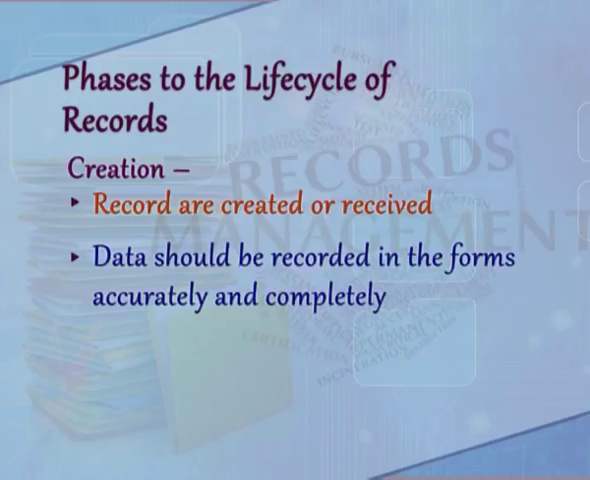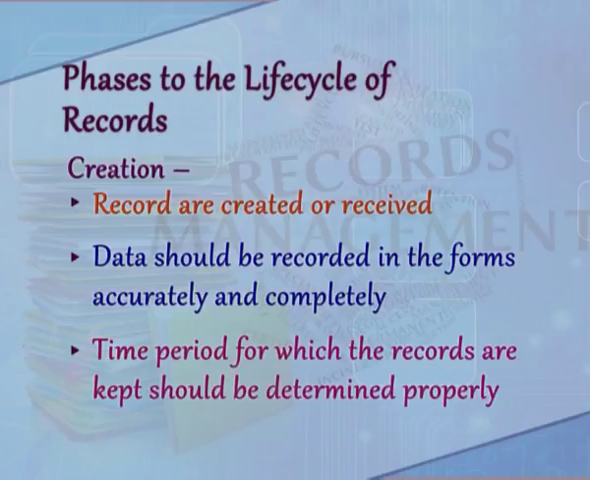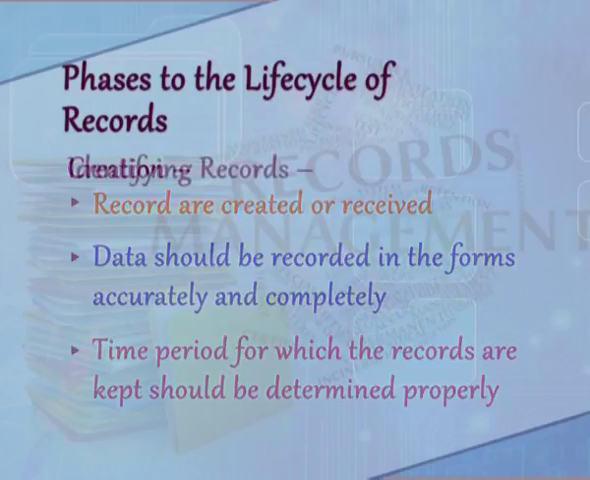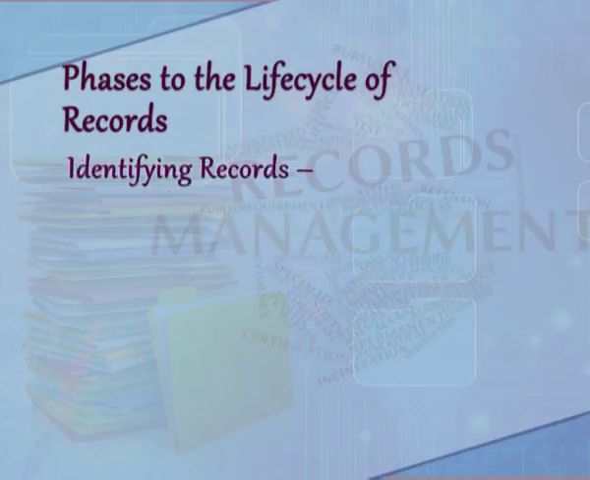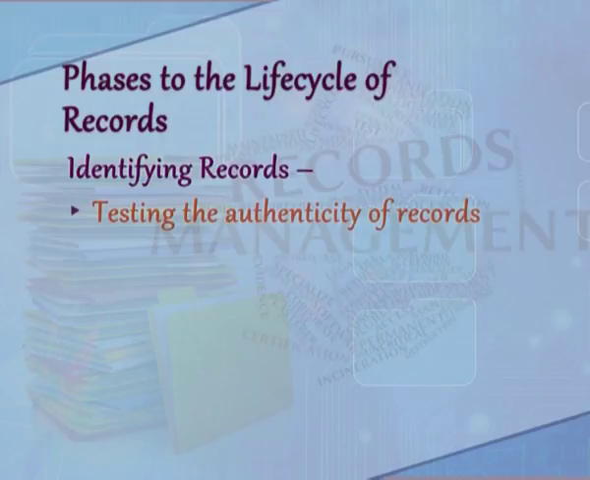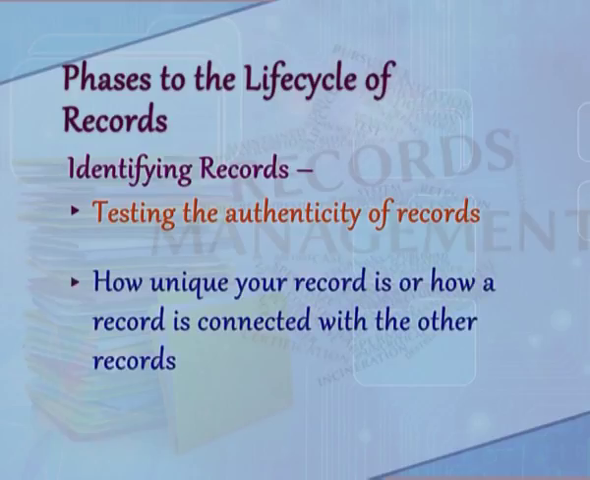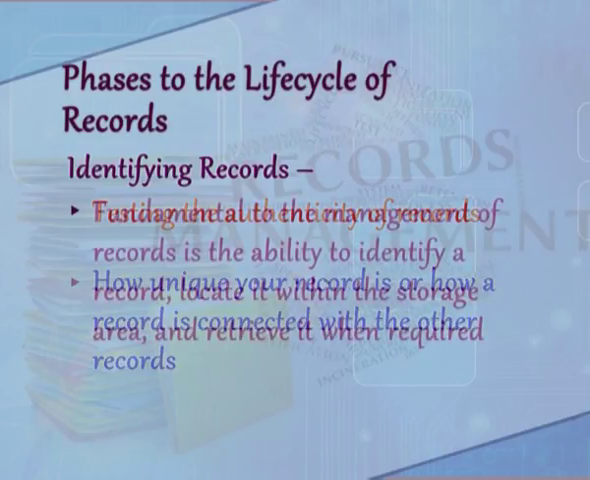Data should be recorded in the forms accurately and completely. The time period for which the records are kept should be determined properly. After creation, the second stage is identifying records. Identification of record means testing the authenticity of records. That is, how unique your record is or how a record is connected with the other records.